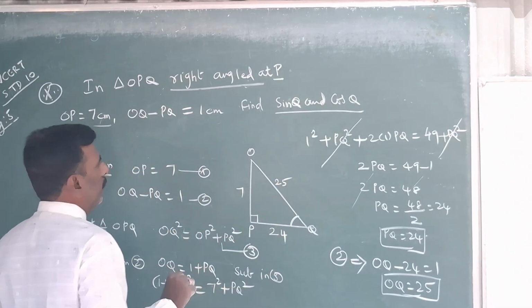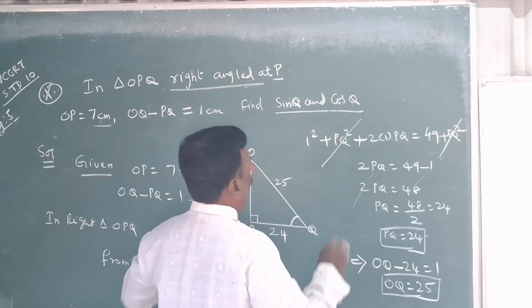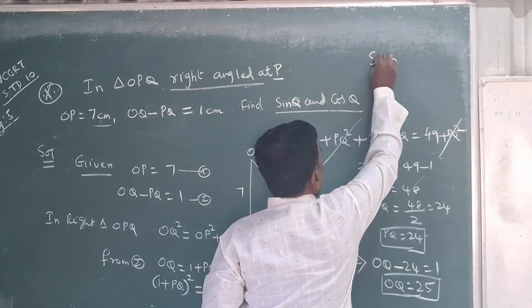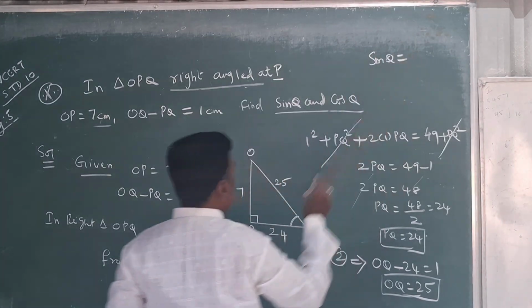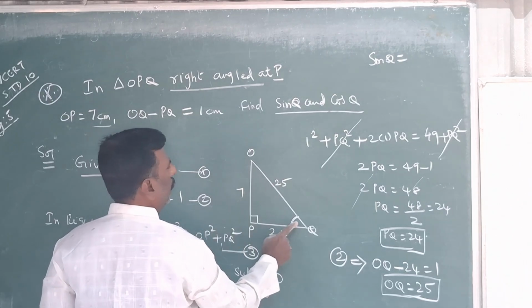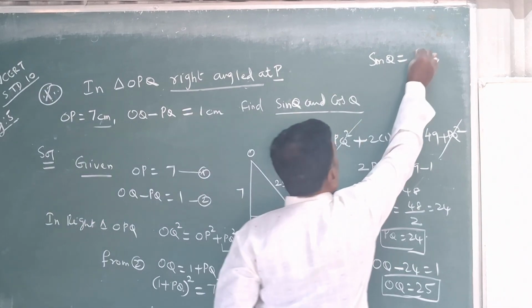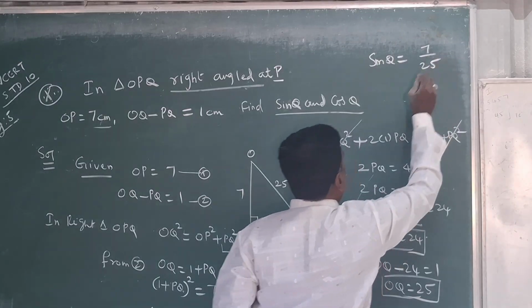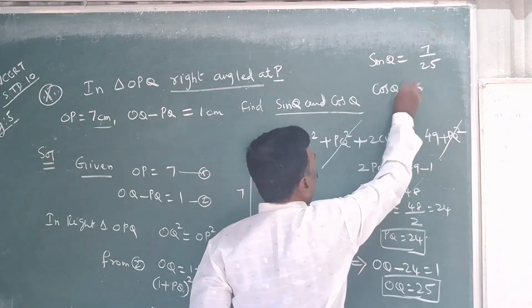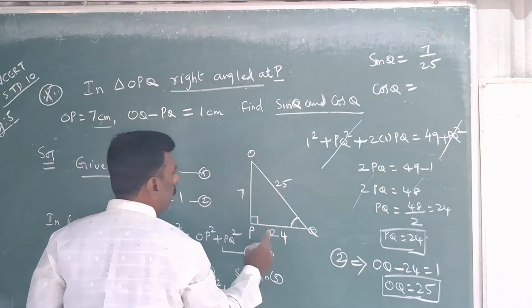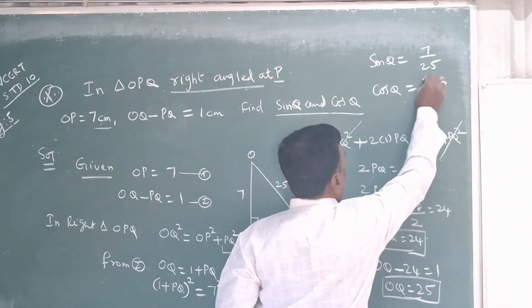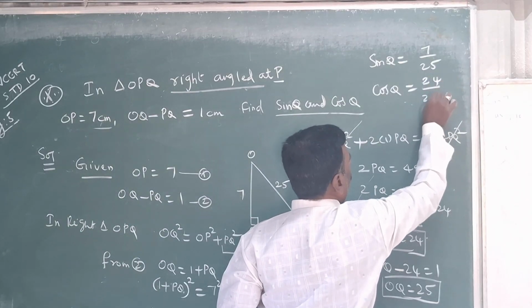Now we want sin Q and cos Q. It is very easy. Sin Q is opposite side by hypotenuse. Q is here, right? This is opposite side by hypotenuse, 7 by 25. Then the value of cos Q equal to adjacent side by hypotenuse, 24 by 25.